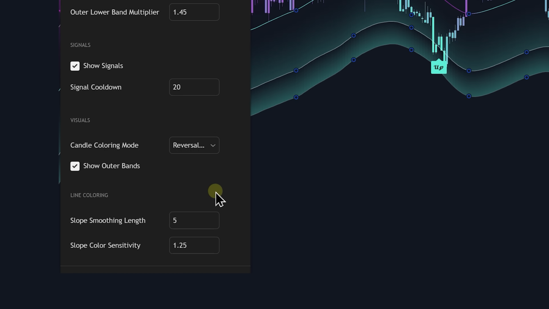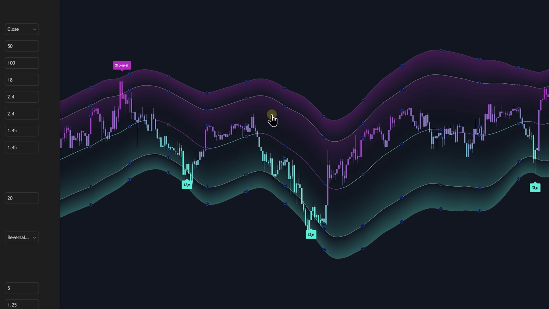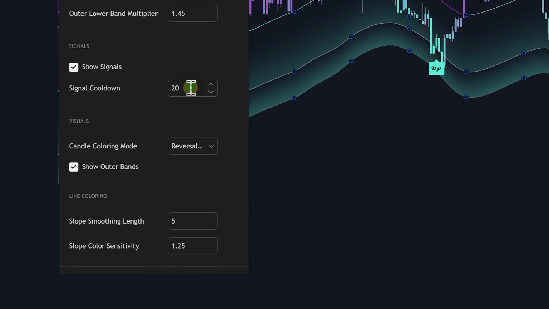Next is Signal Cooldown. This sets the minimum number of candles that must pass between signals. Increasing the cooldown helps reduce repeated signals during sideways or choppy market conditions. Setting it to 0 allows a signal on every candle that meets the rules. Let's change this to 20.